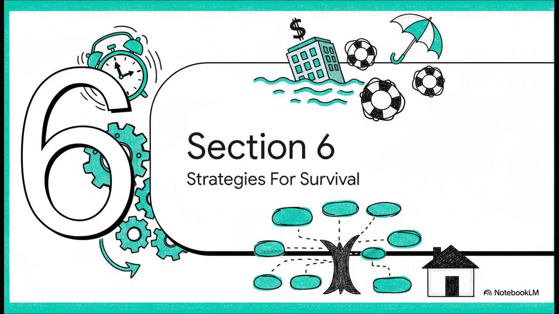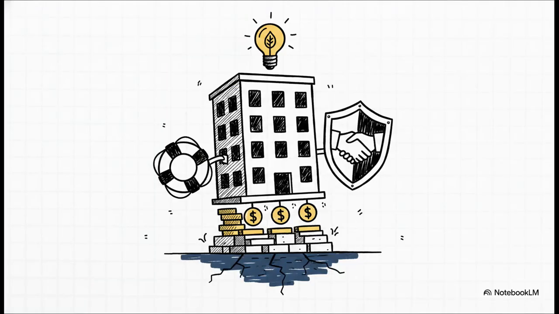Section 6, Strategies for Survival. With the clock rapidly running out, let's talk about solutions. The harsh reality is that once a lender begins the foreclosure process, a housing board loses all control. They don't pick the buyer, and they can't protect the residents. To survive this mathematical crisis, developers and boards have got to move fast.